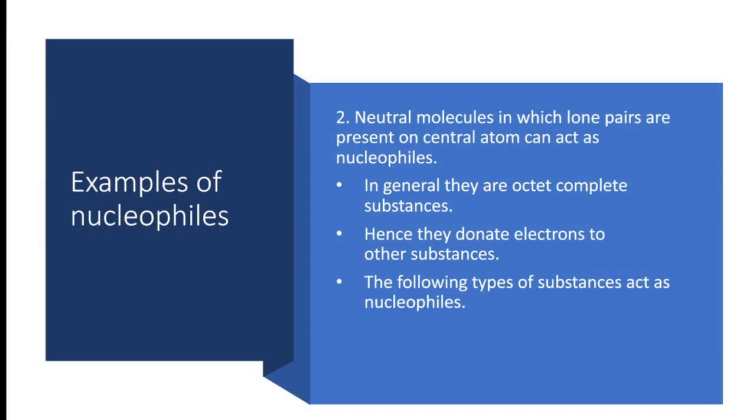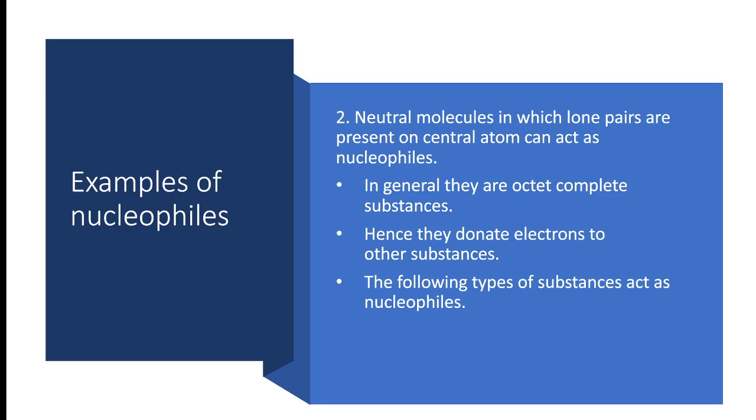And next, sometimes neutral molecules in which lone pairs are present on the central atom can also act as nucleophiles. So, neutral molecules with lone pairs of electrons, that is excess electrons, because of that reason they also act as nucleophiles. In general, they are octet complete substances. In these molecules, octet is complete. Still they act as nucleophiles because they have lone pairs of electrons.